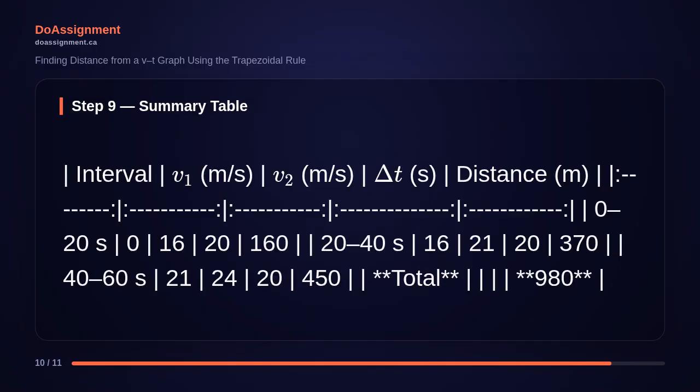To summarize, the first interval contributes 160 meters, the second contributes 370 meters, and the third contributes 450 meters, for a grand total of 980 meters traveled over the first 60 seconds.